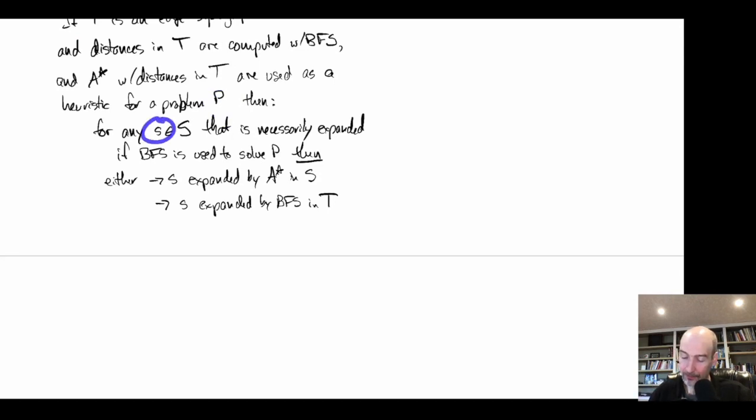So for any state that's necessarily expanded, if I didn't have my heuristic, so if I didn't go build the heuristic in T, what I'm going to see is that either that state is going to be expanded by the A star, or it's going to be expanded by the breadth first search. But what it's saying is, no matter what, if s is necessarily expanded in the original problem with no heuristic, then s is also going to be necessarily expanded in my edge supergraph.